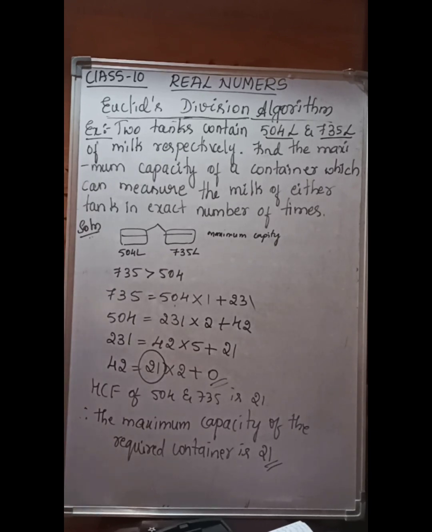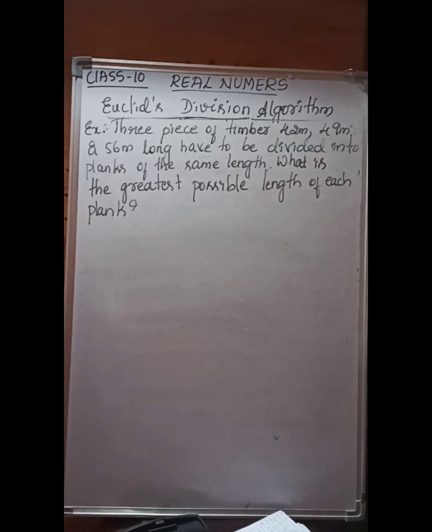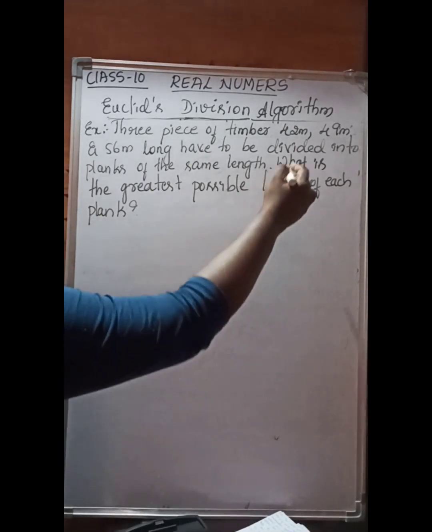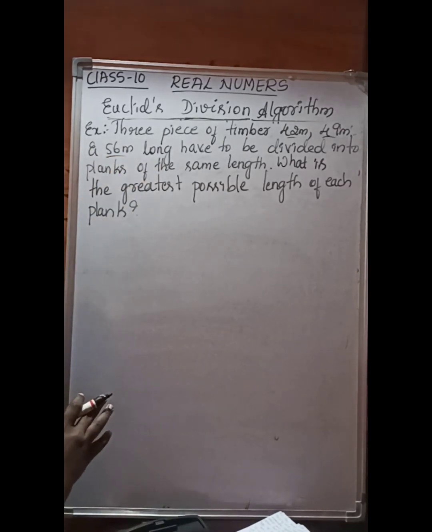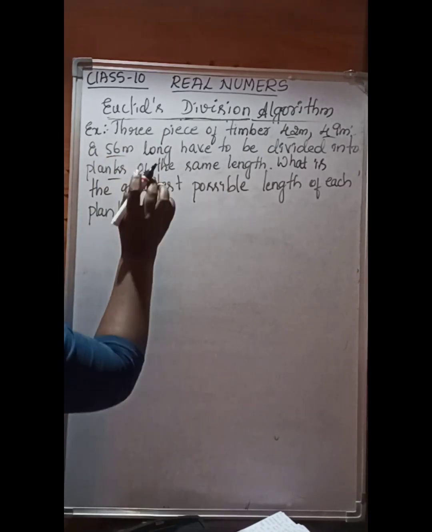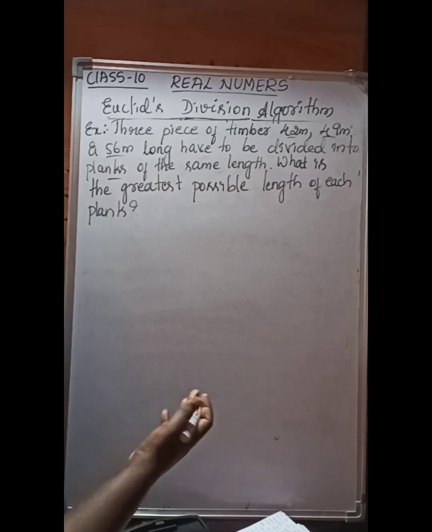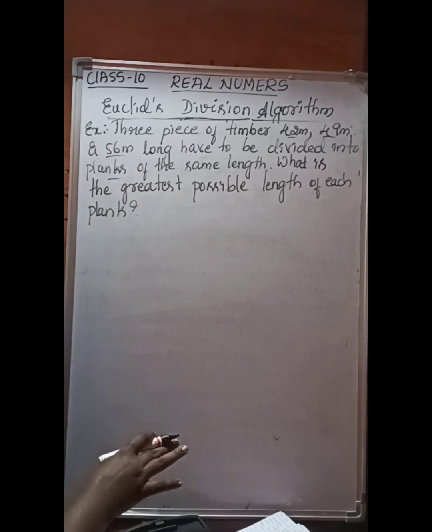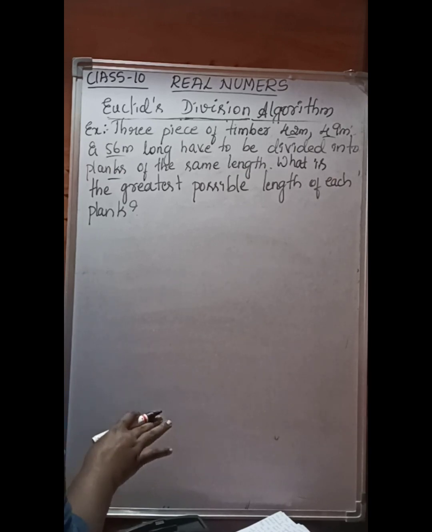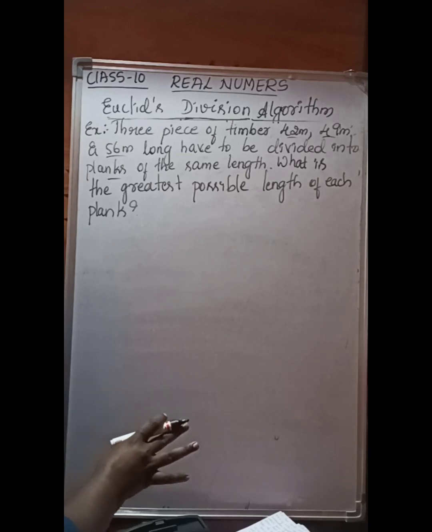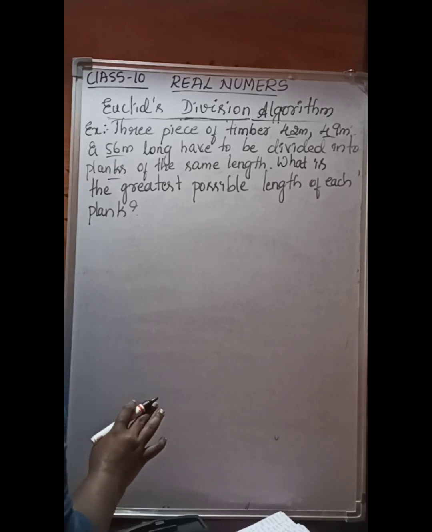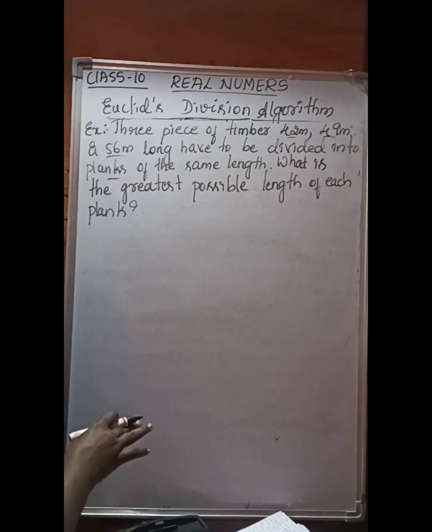See another example. Next example is three pieces of timber. The timber lengths are 42, 49 and 56 meters long, and they have to be divided into planks. Planks are nothing but boards of the same length. Breadth can be any number, but length should be the same. All the planks from the three pieces should be the same length. Clear? So what is the greatest possible length of each plank you have to calculate.